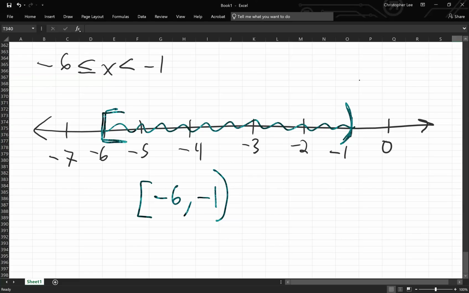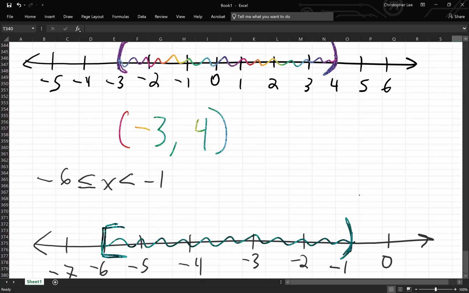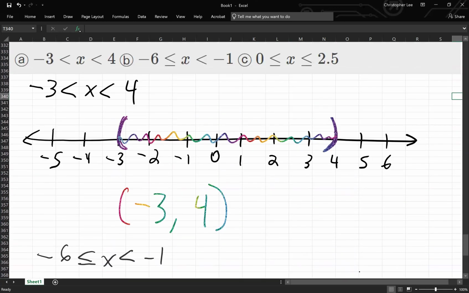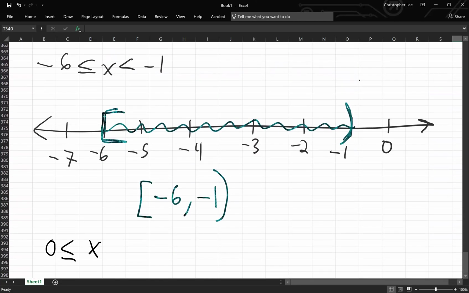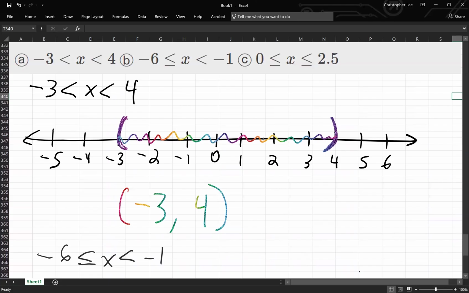All right, bear with me for 1 second. I gotta kind of scroll up for this next one. So 0 less than or equal to x, and then just bear with me 1 second. Hold on, I just want to verify that one more time. All right, there we go.